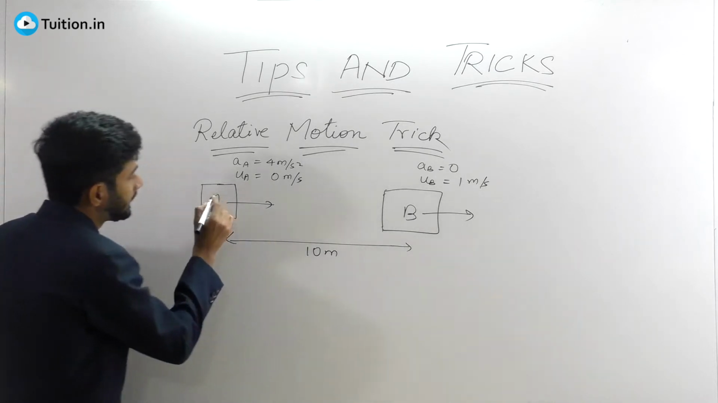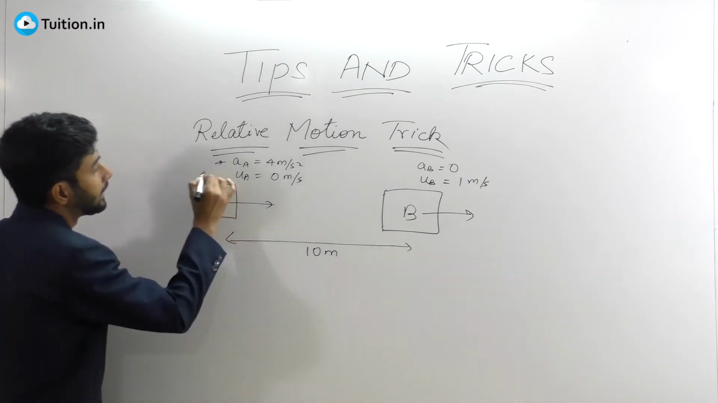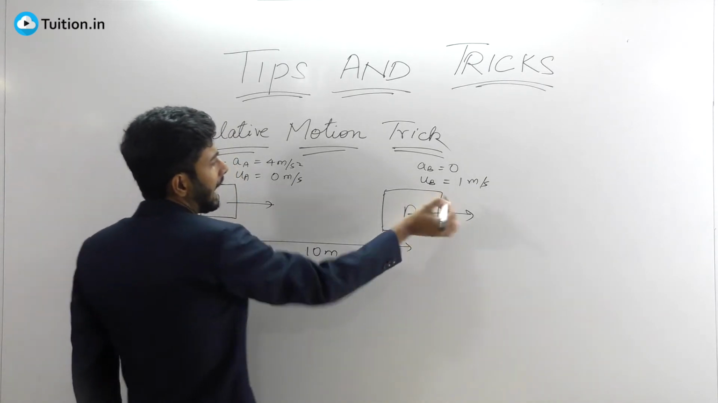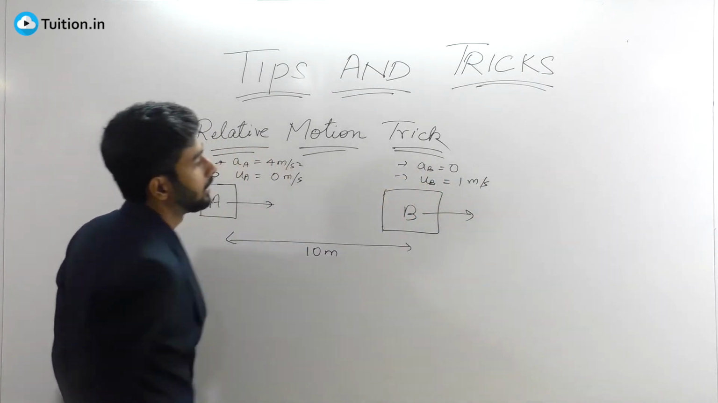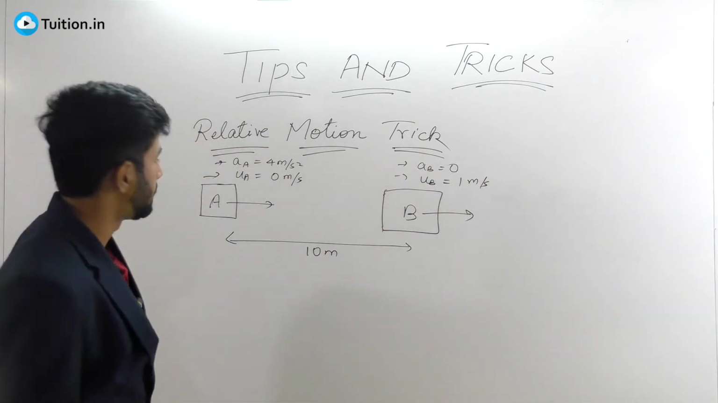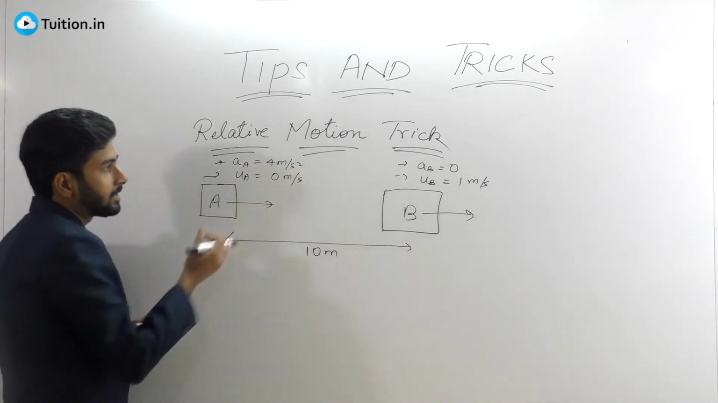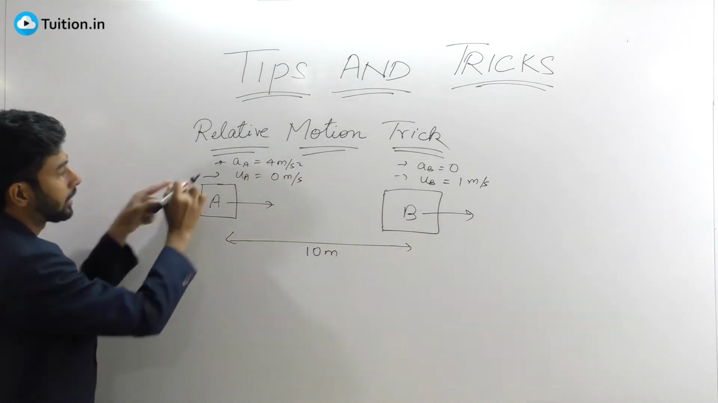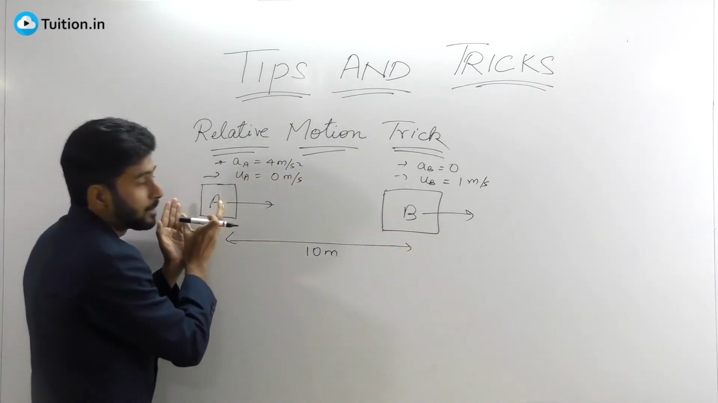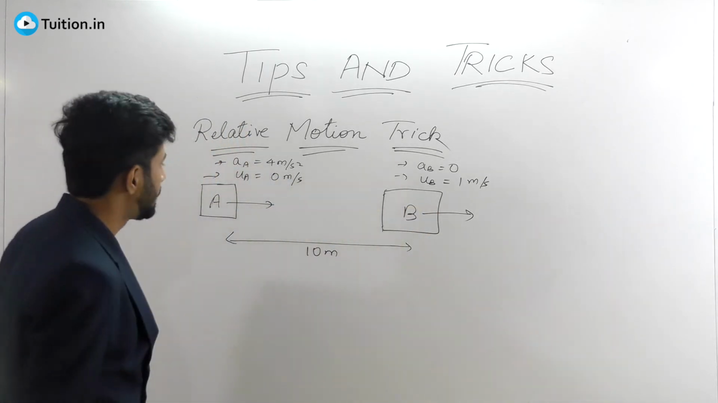So, say there are two bodies. The first body has an acceleration of 4 meter per second square towards the right and has 0 velocity, and the second has 0 acceleration but an initial velocity towards the right of 1 meter per second, and they have a relative displacement of 10 meter. After a certain amount of time, this will still keep going with 1 meter per second, but this particular object's velocity will start increasing, and after a certain amount of time this will overtake that. We need to find that time when the overtake will happen.